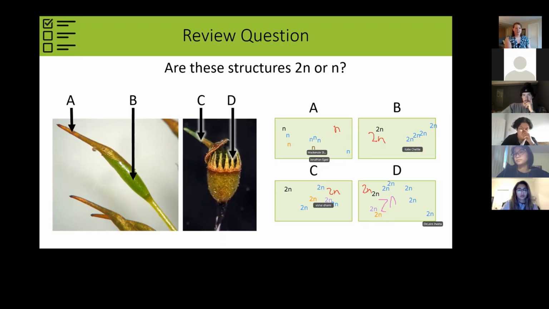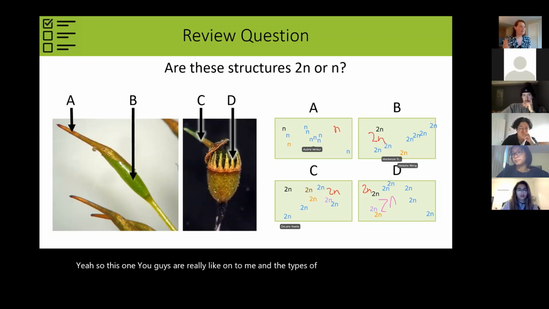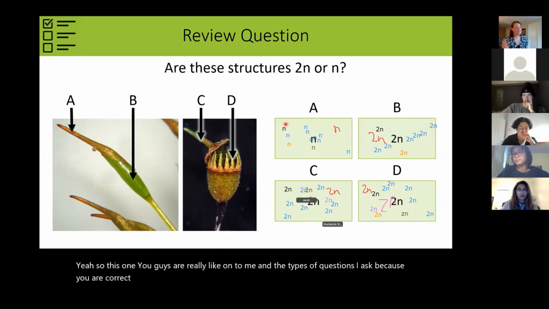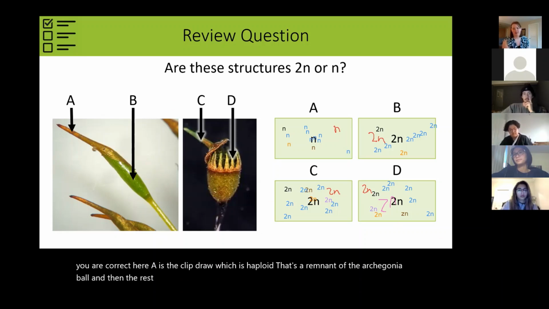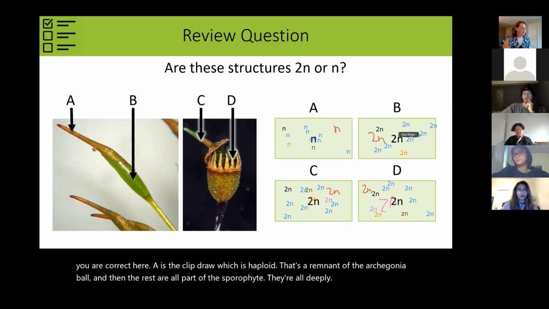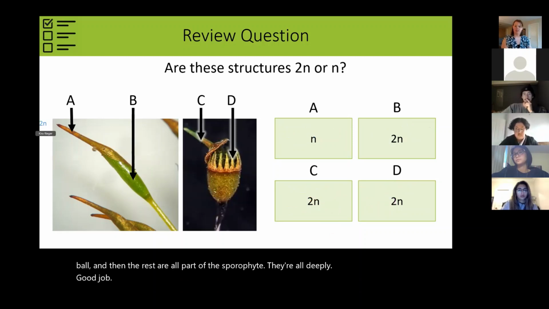Yeah, so this one, you guys are really on to me in the types of questions I ask, because you are correct here. A is the calyptra, which is haploid. That's a remnant of the archegonia wall. And then the rest are all part of the sporophyte. They're all diploid. Good job. You're learning all my tricks.